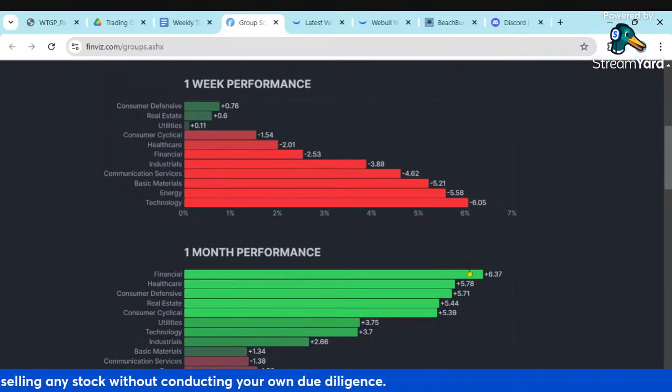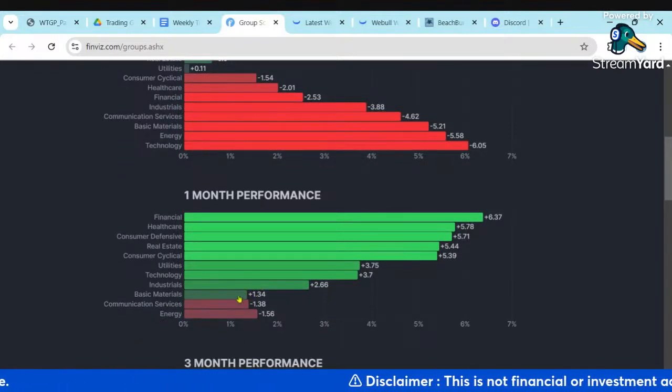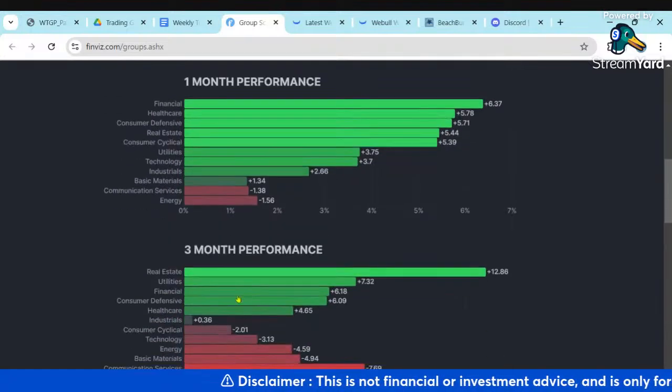The financials were the top performer. Industrials positive. The only weak ones from the month were communication services and energy.